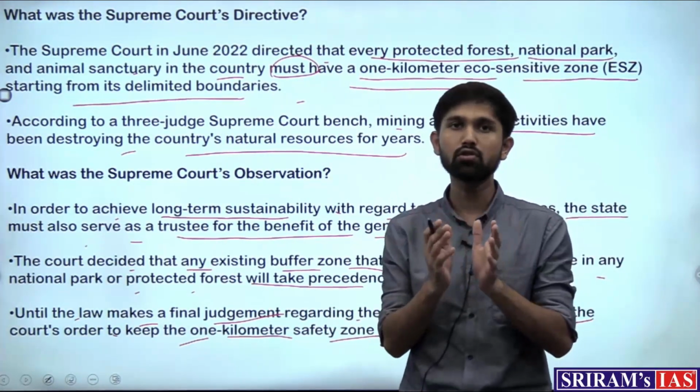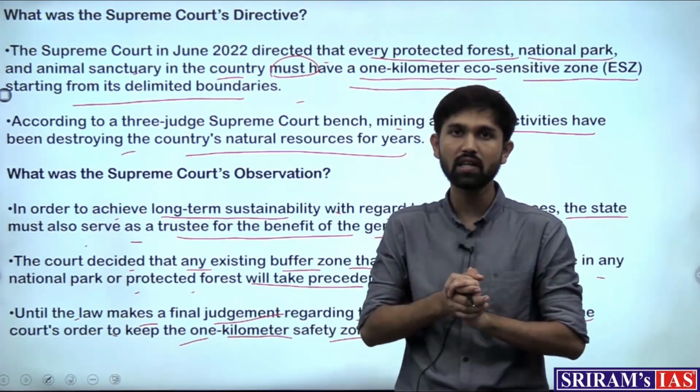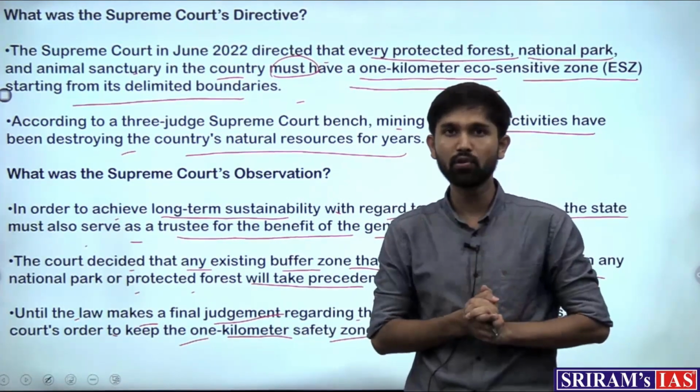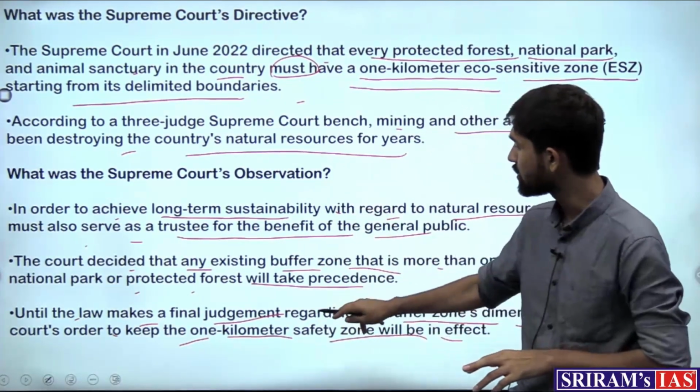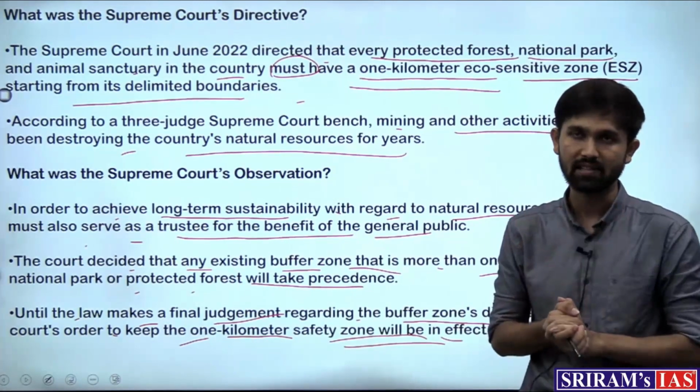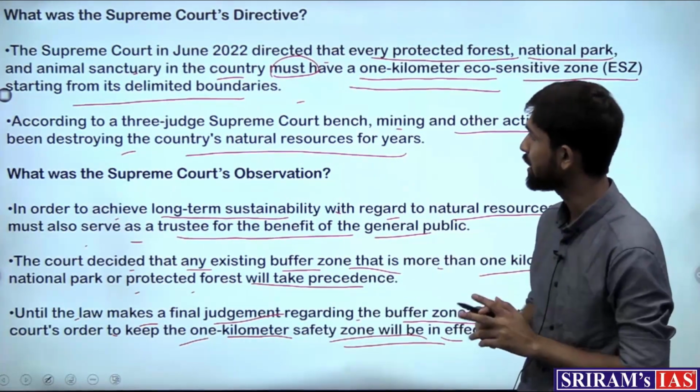So this is how we also observe how the Supreme Court frames laws in a country, wherein whatever judgment comes, the judgment has to be enforced by the authorities. So up until other dimensions are fixed, the 1 kilometer eco-sensitive zone will stay as it is, right? And it will come into effect immediately.